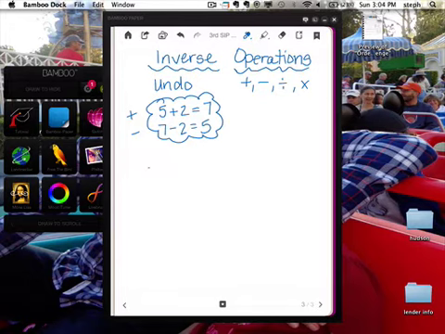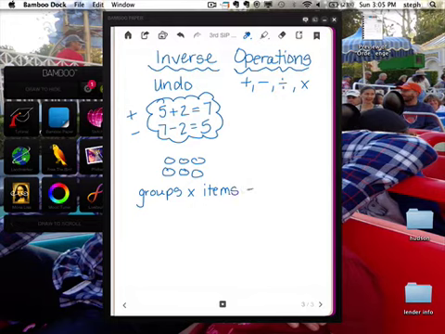So with our division, let's say we have 3 items in each group and we have 2 groups. We can write a multiplication problem for this. We could say groups times items in group equals items in all.